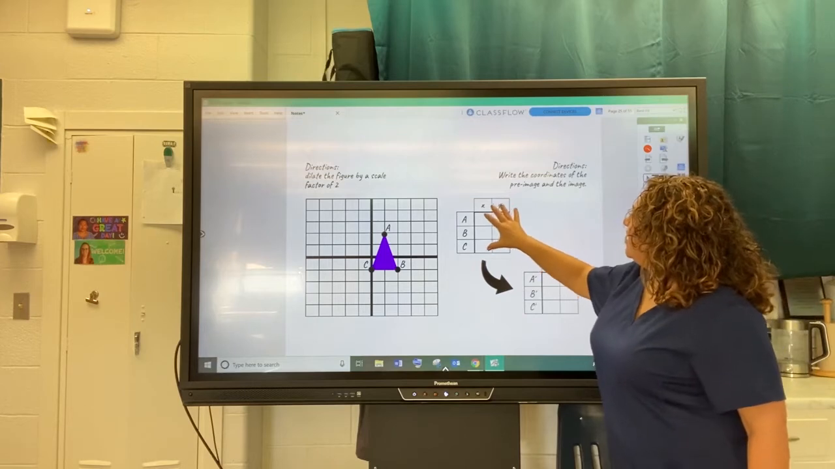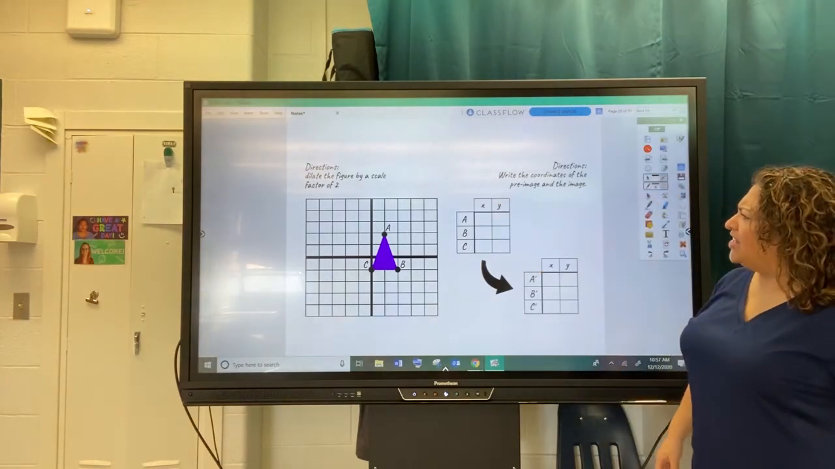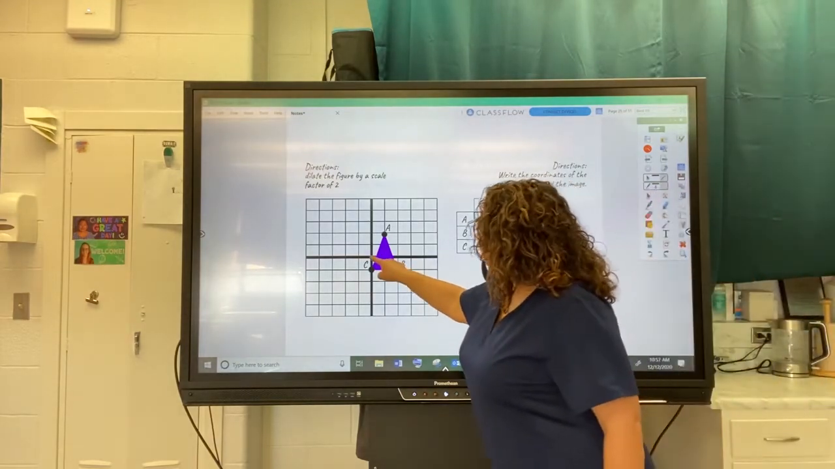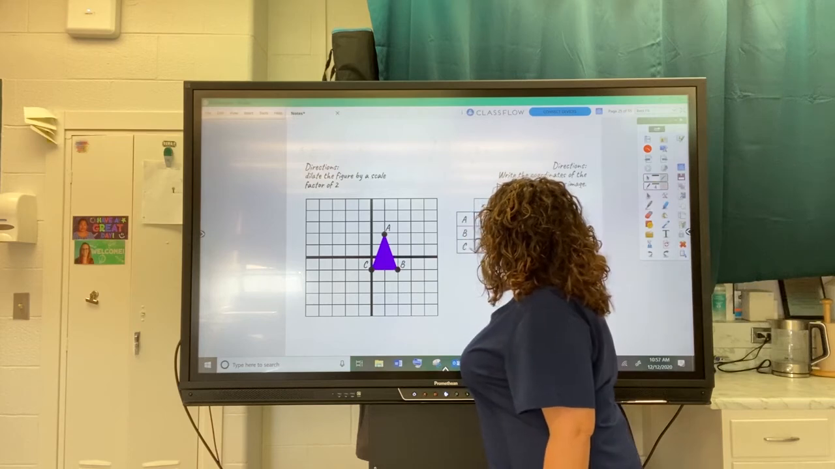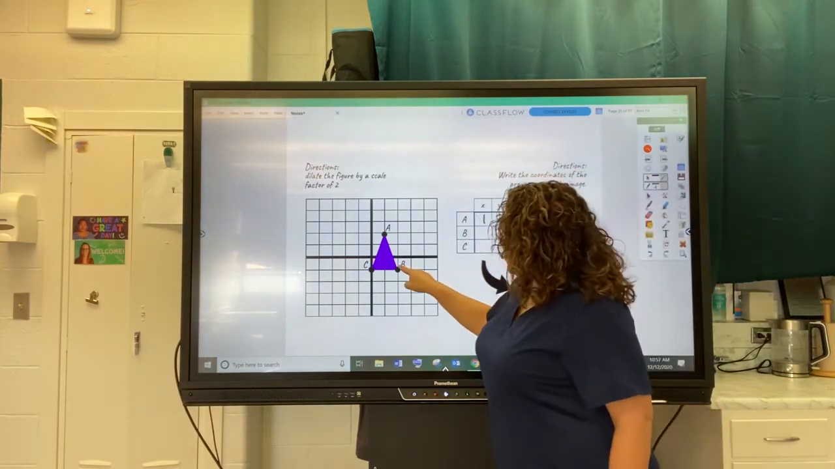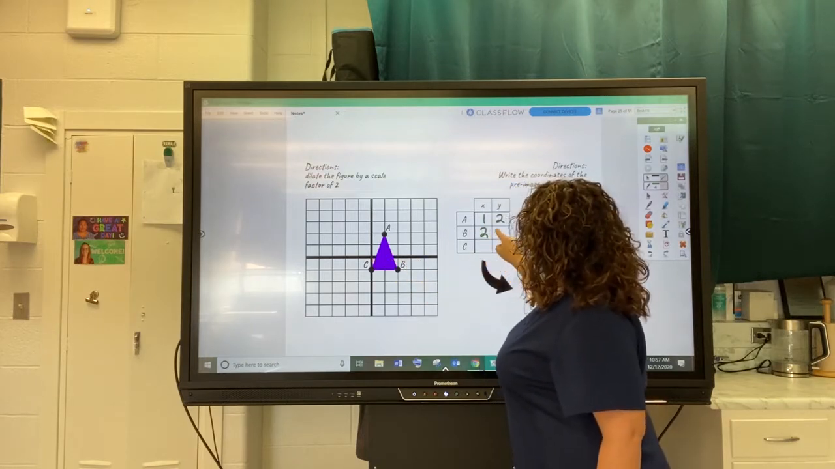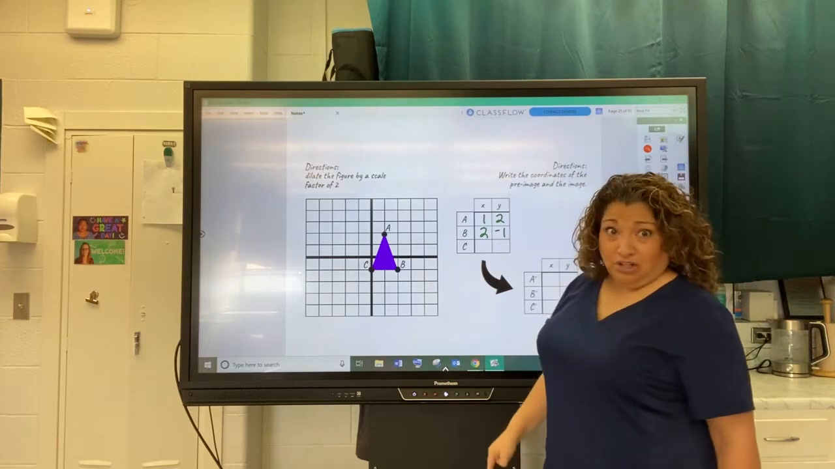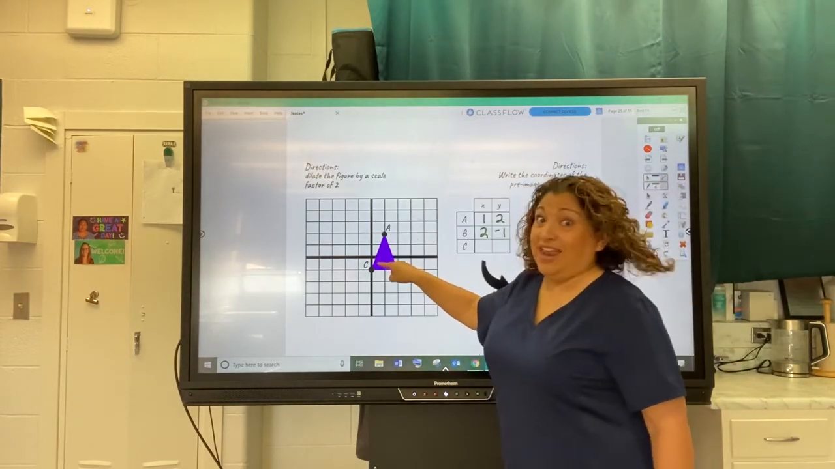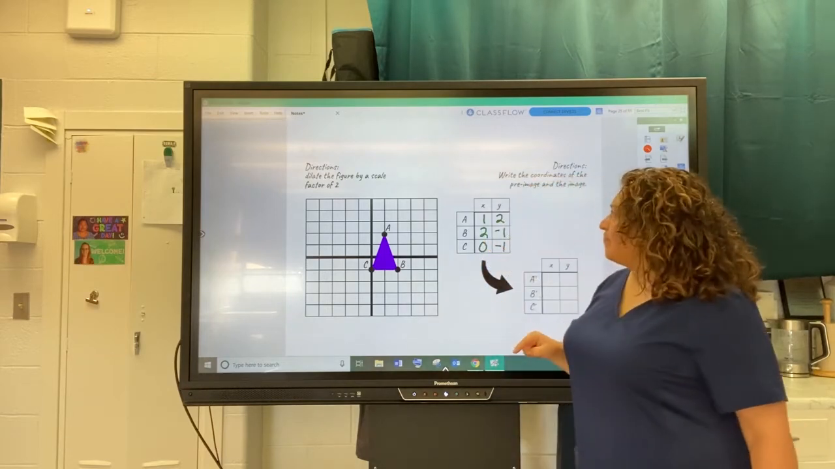Let's write the coordinates of the pre-image here. So let's start with A, and then we'll show you how to do it. That is 1, 2. Okay, that wasn't too hard. B, 1, 2, -1. We're still doing pretty good. C, 0, -1. Make sure everybody knows how to do that.